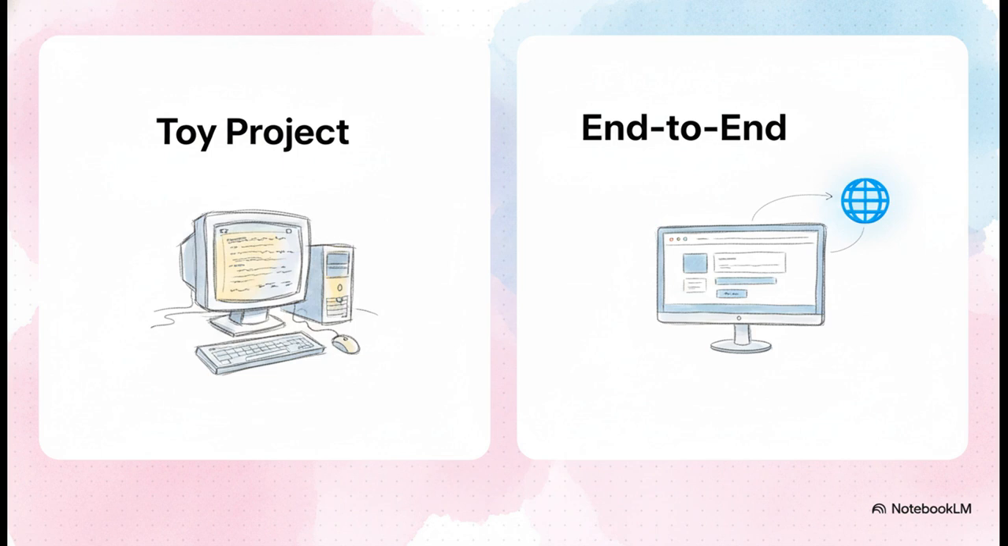The absolute biggest mistake I see junior developers make is stopping at a toy project. They write a basic script, it only runs locally in their computer's terminal, the code is, well, messy, and it doesn't really look or feel like a real product. But hiring managers, tech companies, they want to hire you for building complete end-to-end applications that solve actual problems. They want a professional user interface, a secure architecture, and something deployed online that they can literally click on. Today, we bridge that gap.